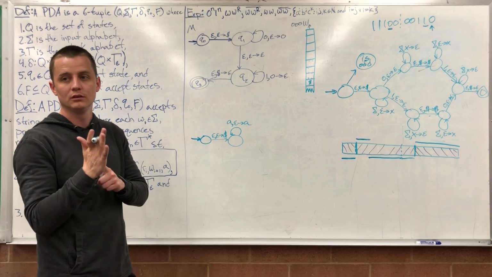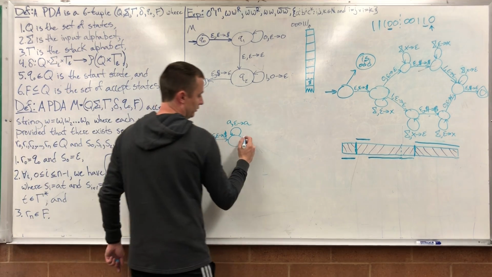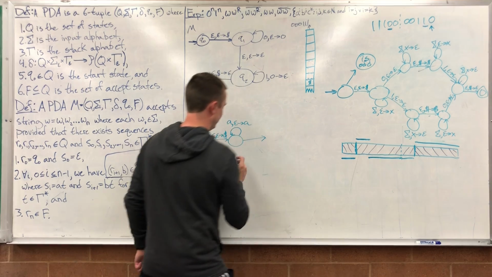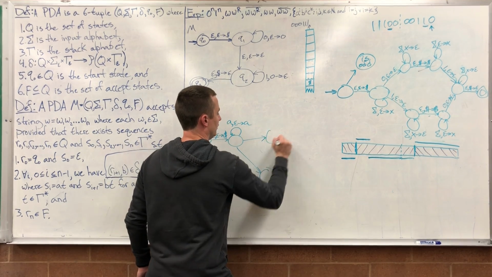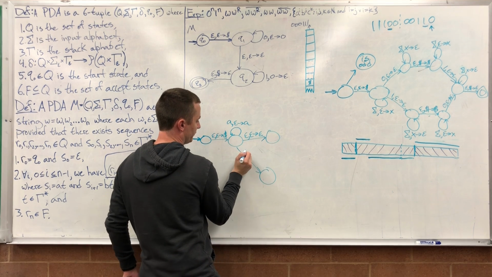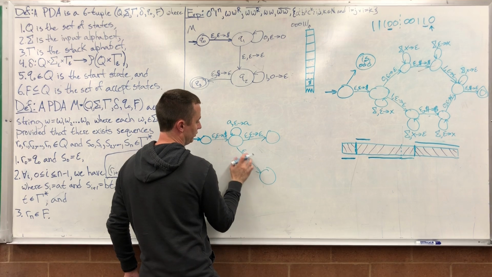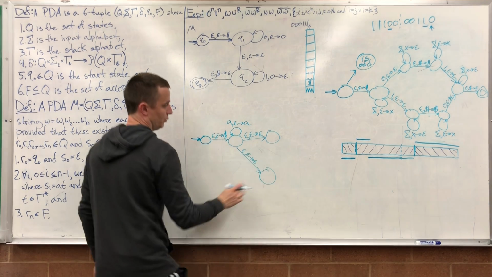Maybe we'll just have two arrows going to two different states. Right. So we'll have an arrow there. Read nothing, pop nothing, push nothing. And we'll have an arrow down here. Read nothing, pop nothing, push nothing. Okay, what's this state going to do?